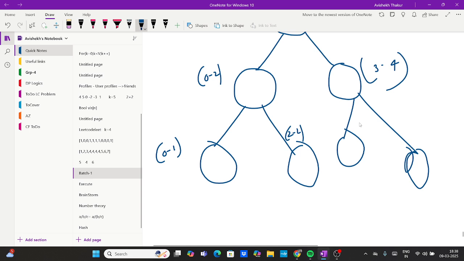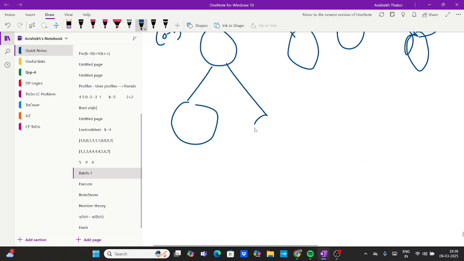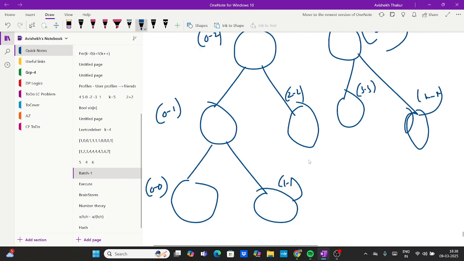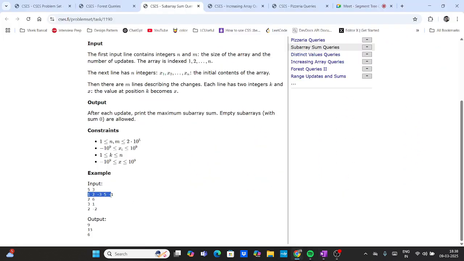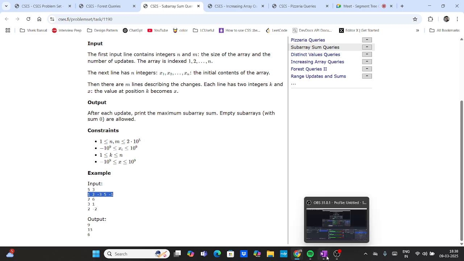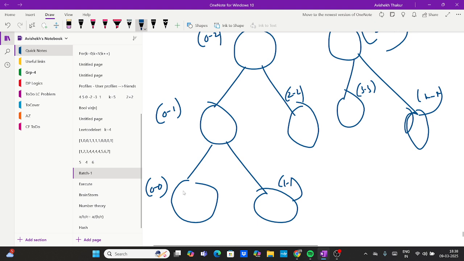Okay, so we have this. Is the structure clear? Yes, bro. So we have 1, 2, minus 3, 5, minus 1. For the leaf nodes, we will store all the information.